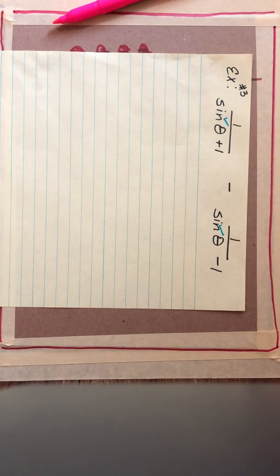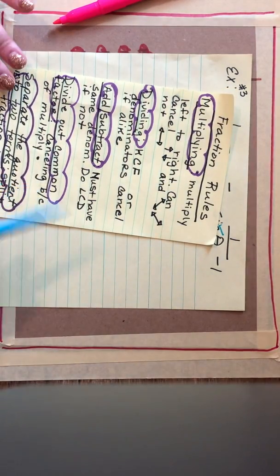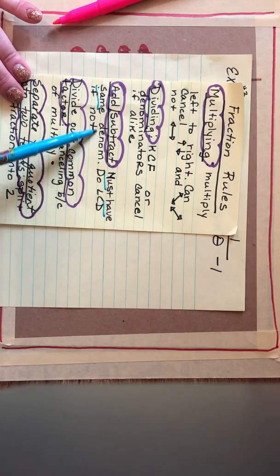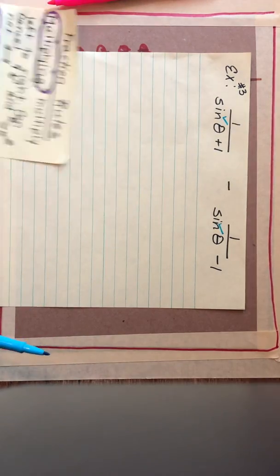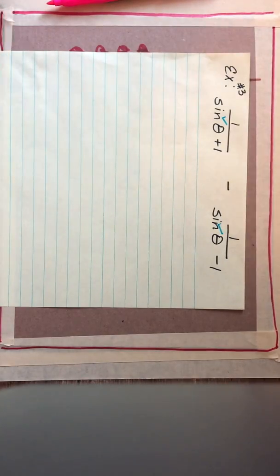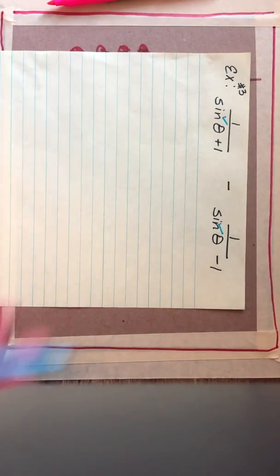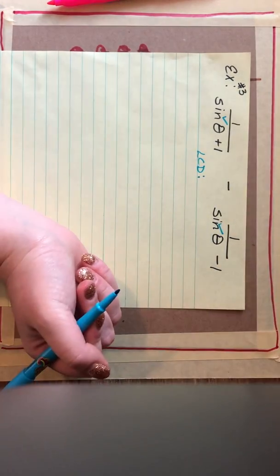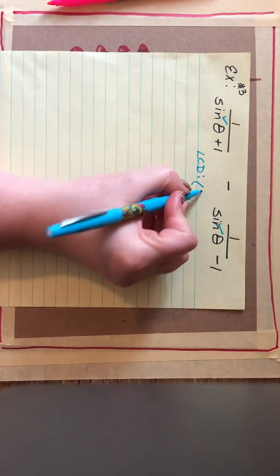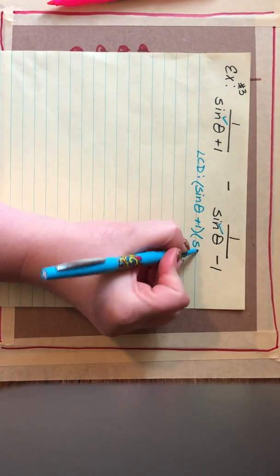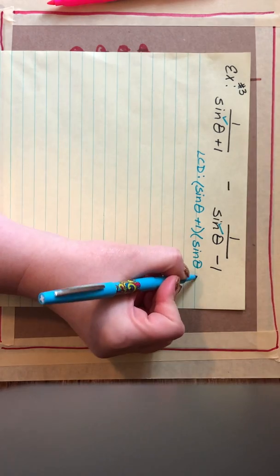Okay, good. The second step is if we have fractions, we've got to use our fraction rules. When we add or subtract, you must have the same denominator. I don't. One's a plus, one's a minus. So what we have to do is make an LCD. So my LCD is basically both the denominators squashed together. Sine theta plus 1, sine theta minus 1.